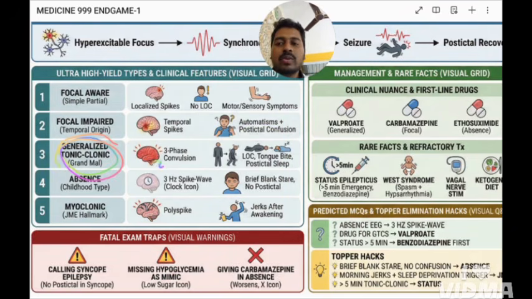Next is generalized tonic-clonic seizure, which was earlier known as grand mal epilepsy. Here we have the typical convulsions: first there will be loss of consciousness, then a tonic phase, and then a clonic phase. This is the GTCS type. Fourth is absence seizures, with a brief blank staring look associated with a 3 Hz spike. This is common in children. Then we have myoclonic seizures, where there will be sudden jerky movements. Just remember this much.